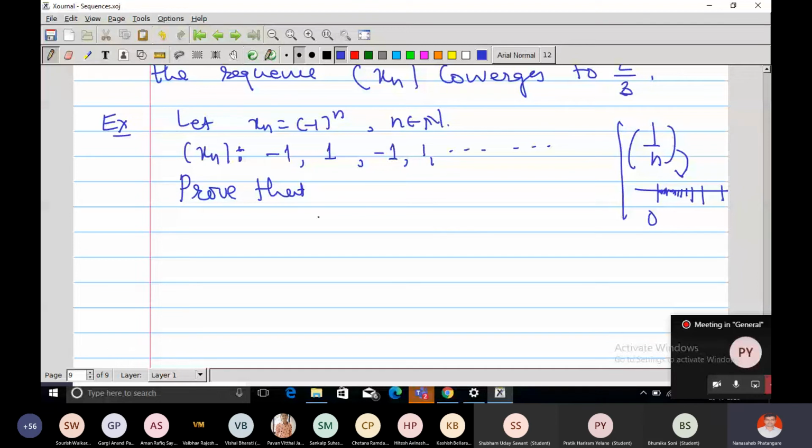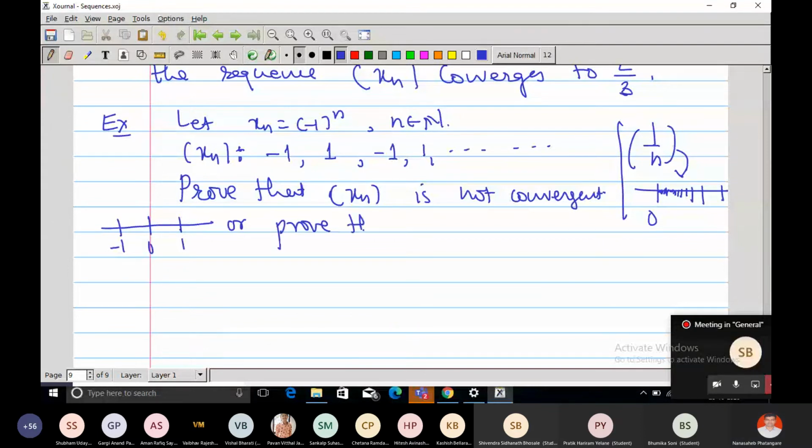But what is happening in this case? The terms are -1, 1, -1, 1, -1, 1. Is it going to settle at a particular point? No. So what about the limit of this sequence? Is it convergent? It doesn't exist. So prove that it is divergent, that xn is not convergent, or prove that the limit does not exist. So the limit does not exist.